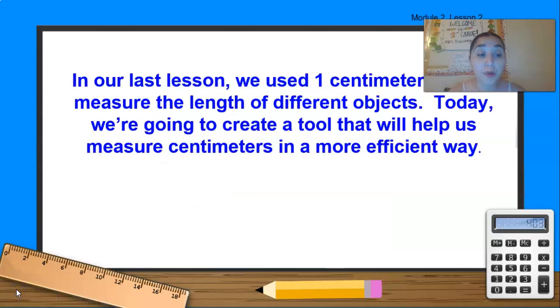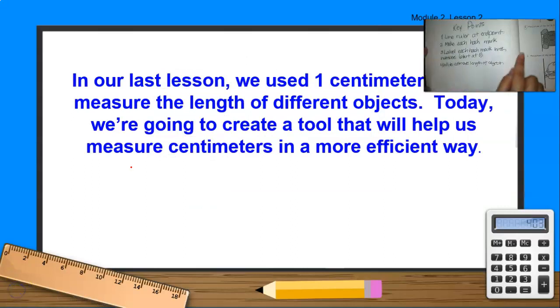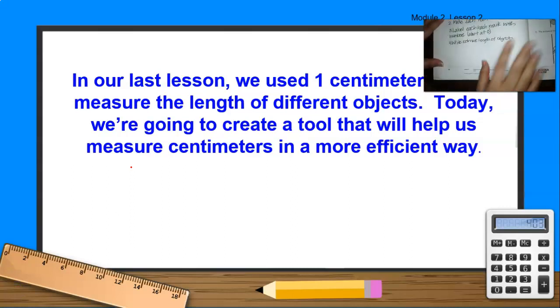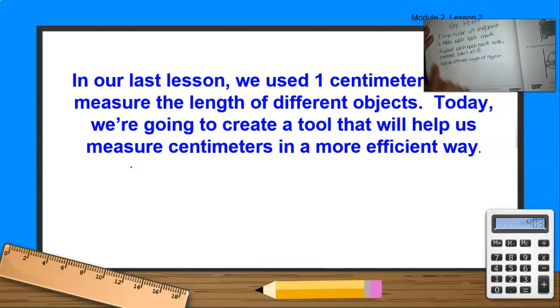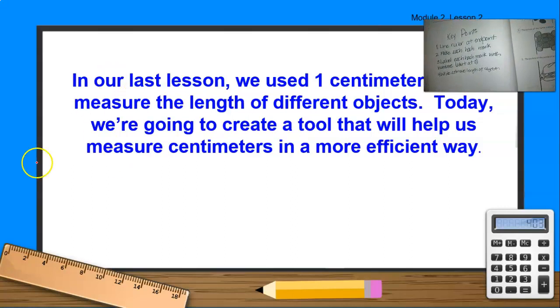Thank you for being super mega honest and copying those key points. Here's how your key points should look like in page 58. Here's what Mrs. Bocanegra did. She opened page 58 and she copied the 4 key points. Okay. On Friday, we used the 1 centimeter cube to measure the length of different objects.